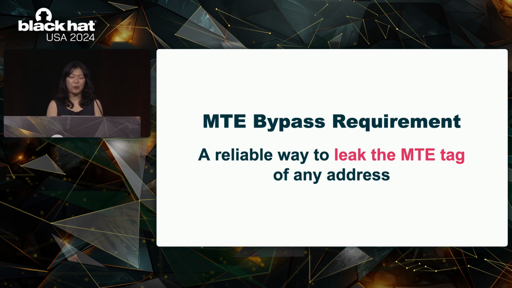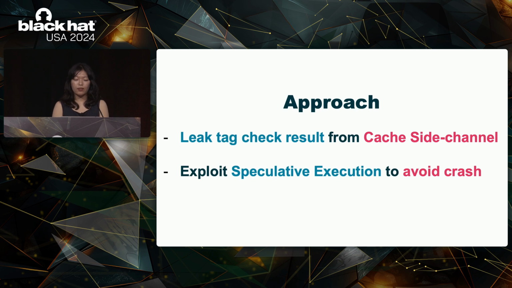We need a reliable way to leak the tag of any address for a successful MTE bypass. To solve this, our approach mainly leverages 2 common CPU features. First, we exploit cache to leak the tag check results with a cache side channel. Second, we exploit speculative execution to avoid crashes.